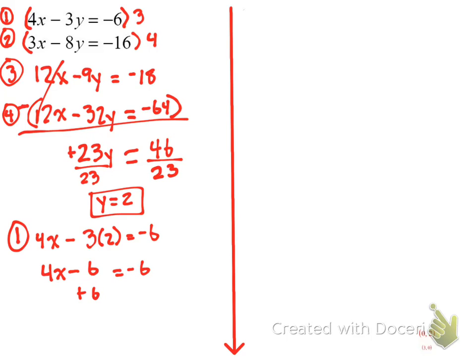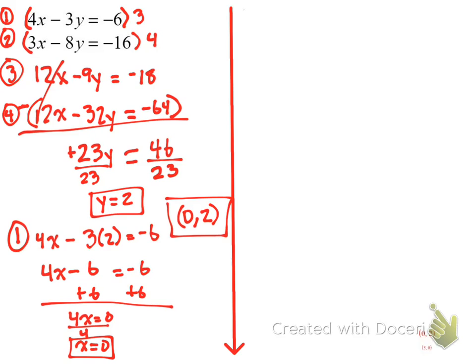Bring the rest of the problem down, which is equal to negative 6. Add 6 to both sides. So we get 4x is equal to 0. Divide both sides by 4. X is equal to 0. So this is the x coordinate, and the y coordinate is 2. Write our final answer as an ordered pair, which is (0, 2). Box your answer, and that's it. That's number 1.